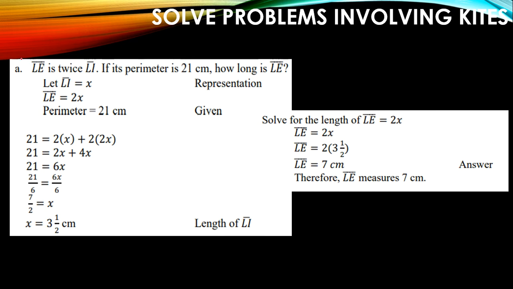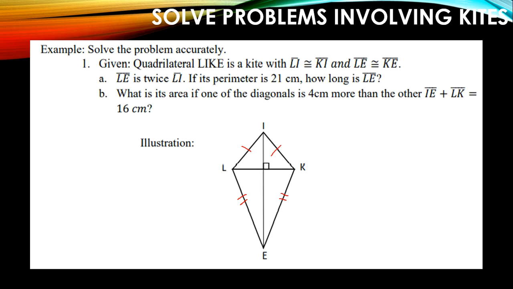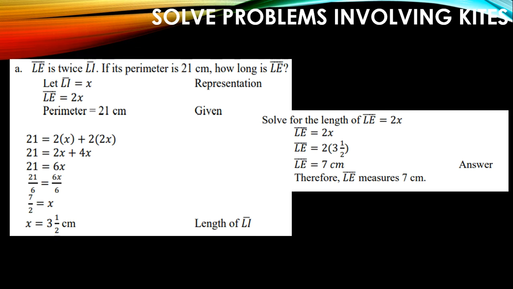Okay, so let's discuss the solution for letter A. LE is twice LI. If its perimeter is 21 centimeters, how long is LE? So going back to the illustration, LE and LI. LE is twice LI. So let's assume that LI equals X and LE equals 2X. Then the perimeter is 21 centimeters.